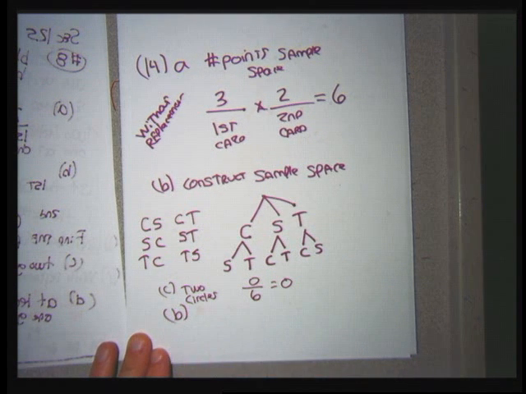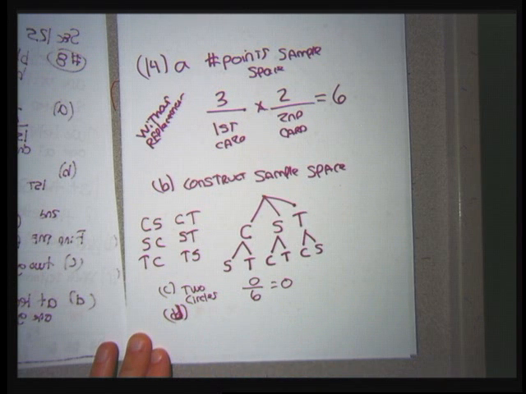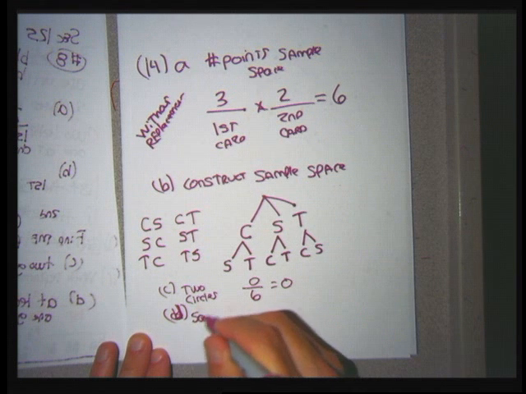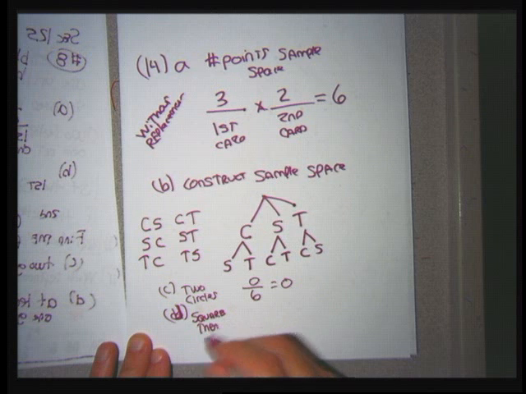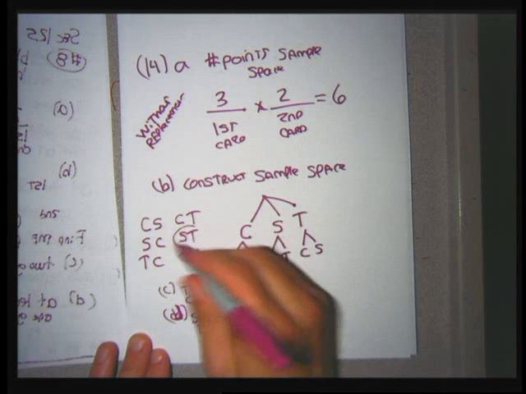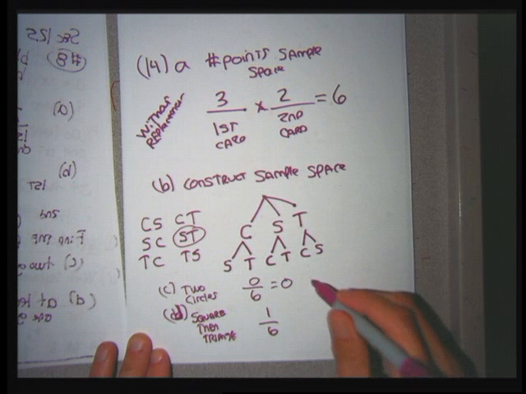Part D, it wants to know the probability to get a square, then a triangle. So it very specifically tells me the order. It says a square, then a triangle. The denominator is 6. The numerator is 1 because there's only one element in the sample space that has a square first and a triangle second.